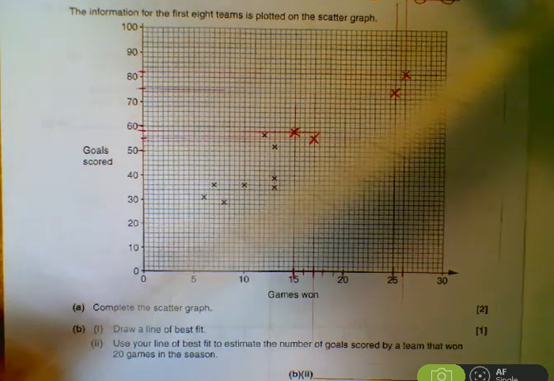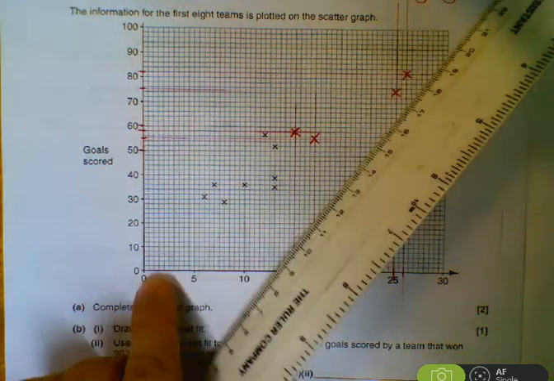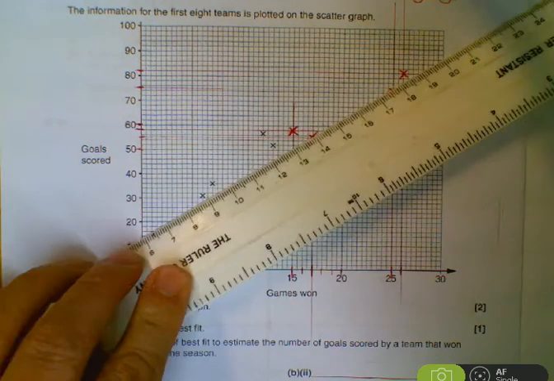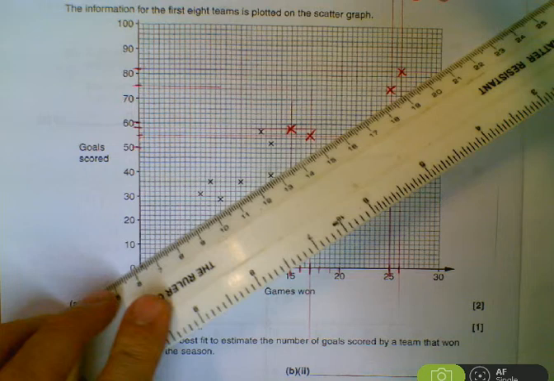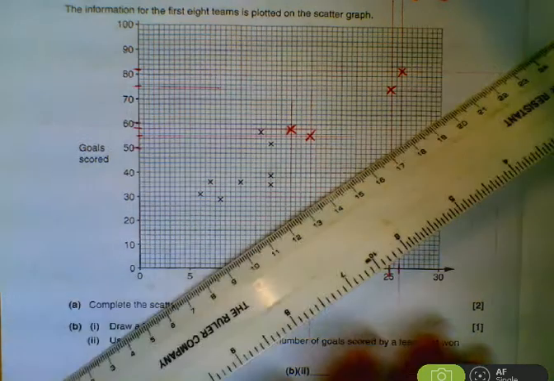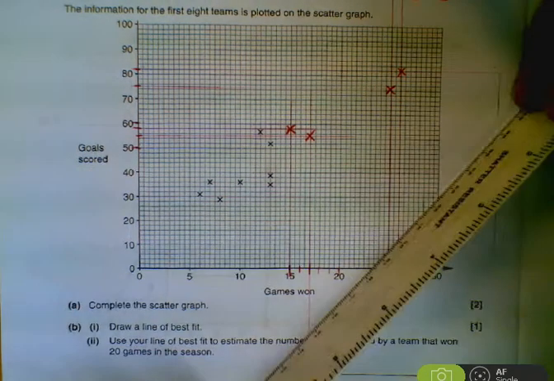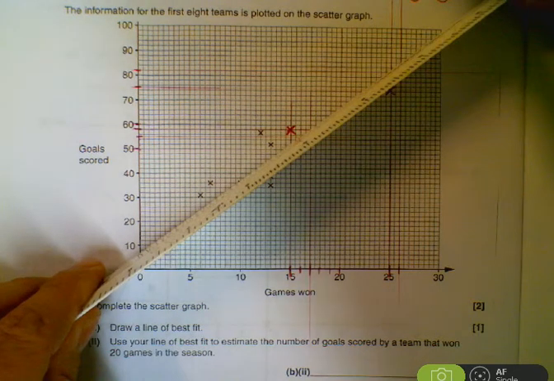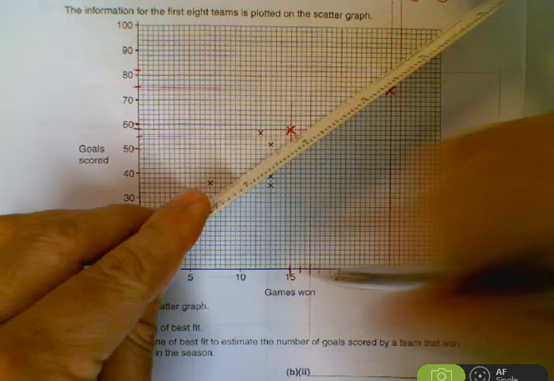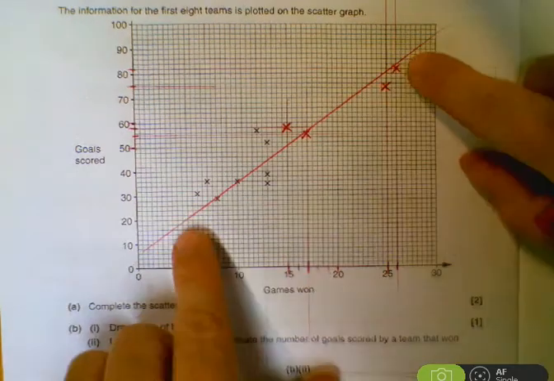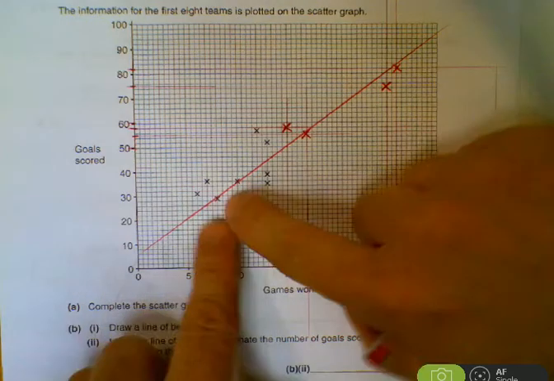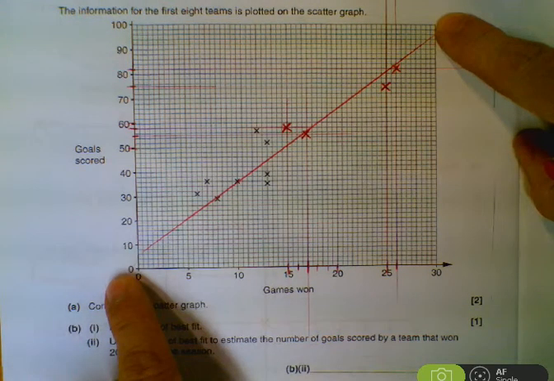So a lot of people think you have to go through the origin or 0, 0 over here, or that you have to join up the 2 points that are furthest away from each other, or that you have to join up as many points as possible. All of those strategies are wrong. All you're simply aiming to do is to get the same number of points above and below your line. So it is going to be a bit rough, but it's somewhere around there, and you need to extend your line beyond the last 2 points. Okay, so keep going beyond the last 2 points.